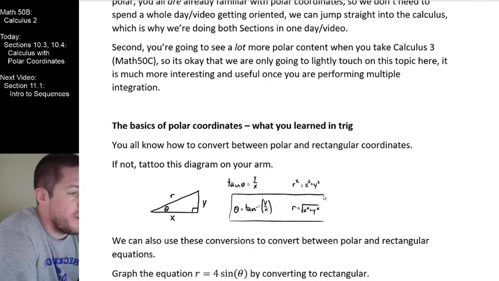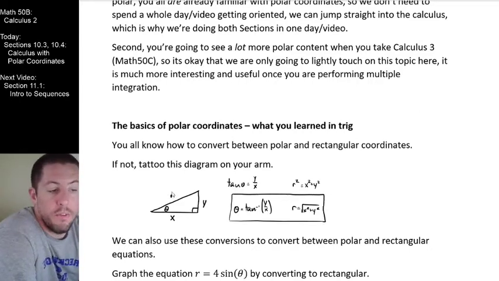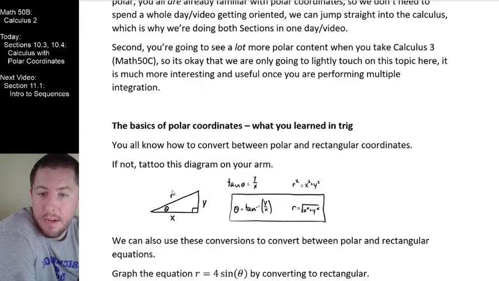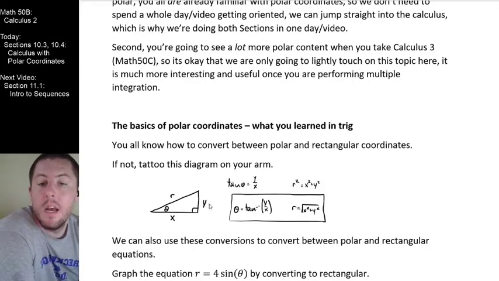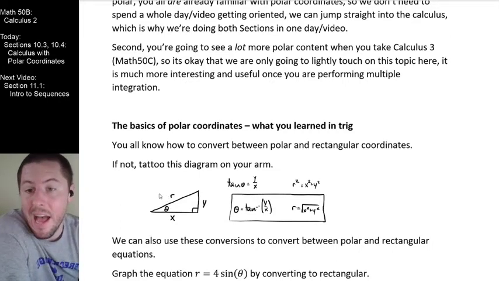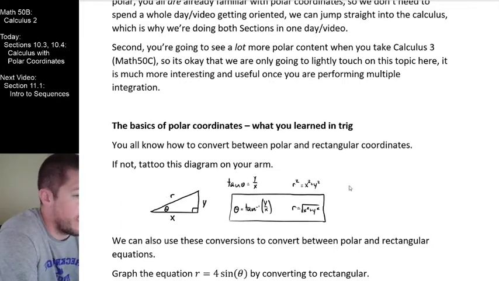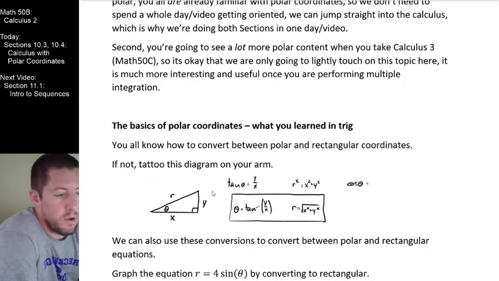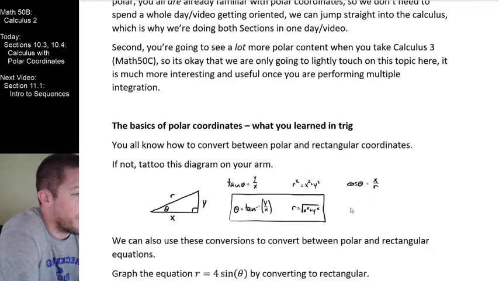Going the opposite direction, if I know r and theta, how do I solve for x and y? Relative to the angle theta, r is the hypotenuse, x is adjacent, and y is opposite. Therefore, adjacent over hypotenuse, cosine, should help us find x, and opposite over hypotenuse, sine, should help us solve for y. So cosine of theta is adjacent over hypotenuse, that's x over r, and we multiply r to the other side to get that x equals r cos theta. Almost identically, sine theta equals y over r, and we multiply r to the other side: y equals r sine theta.